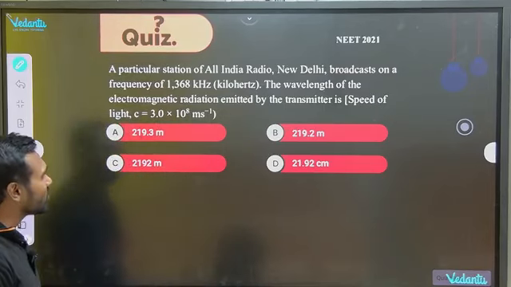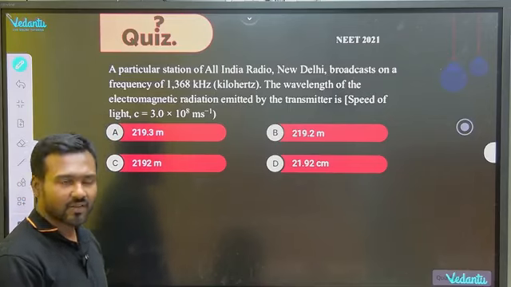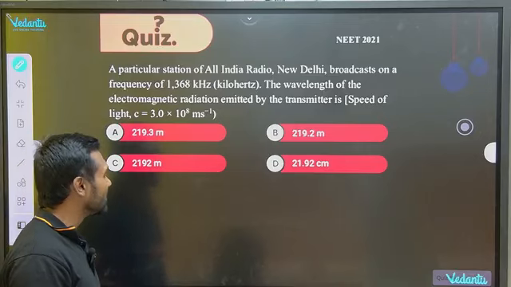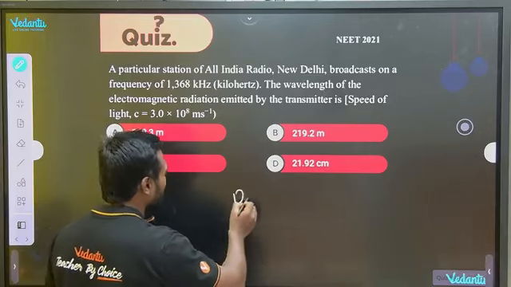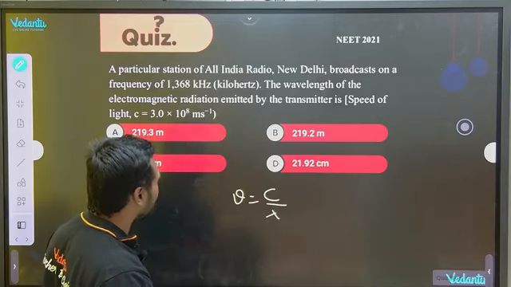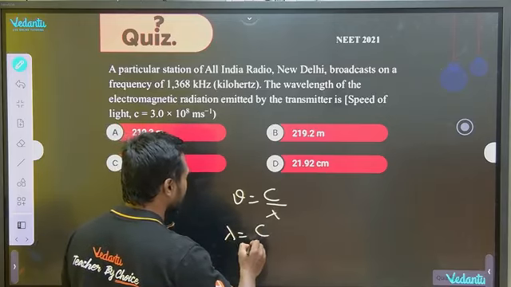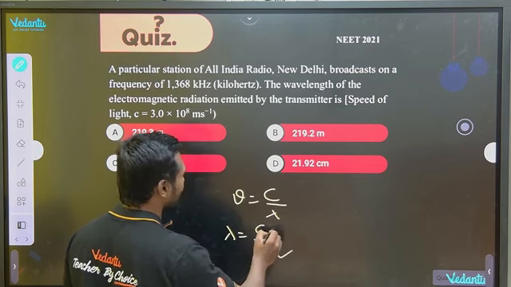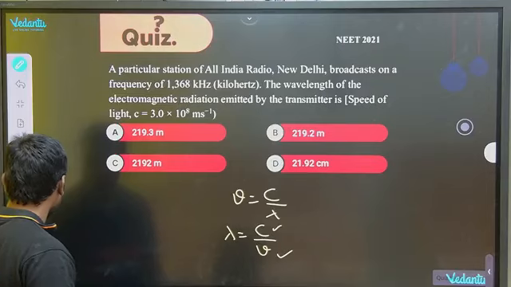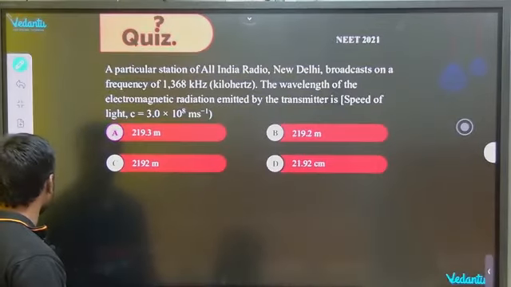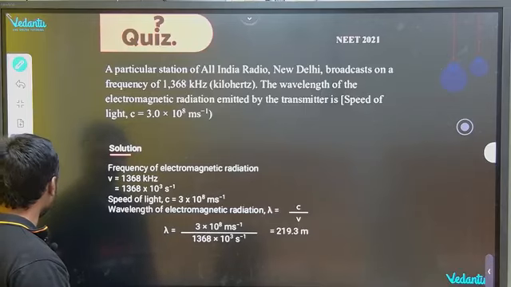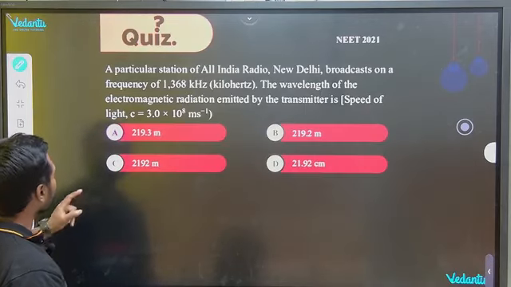The wavelength of electromagnetic radiation emitted by the transmitter. So they are asking wavelength. Again the same thing: nu is equal to c by lambda. They are asking the wavelength of radiation, so lambda is equal to c by nu. Frequency is given, velocity of light you know. So substitute, then you will get the answer. The answer is 219.3 meters.